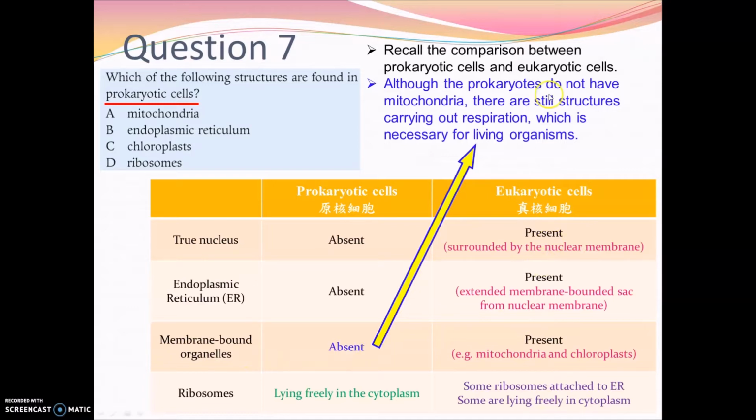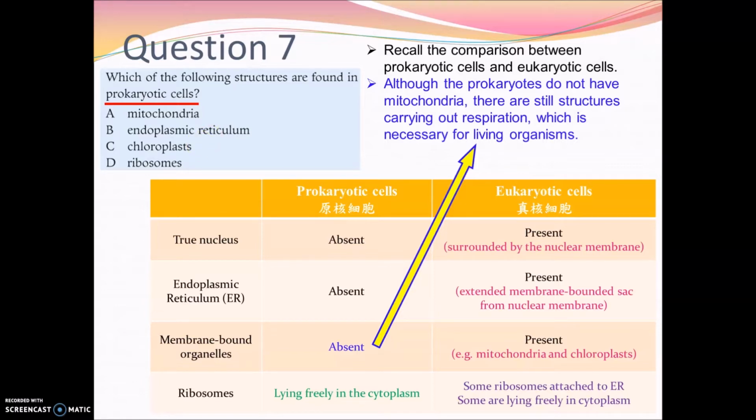So take a look here. Although the prokaryotic cells do not have mitochondria, there are still some structures carrying out respiration, because respiration is one of the 7 characteristics of living organisms. So even though they do not have such membrane-bounded organelles, they still have the structures, the enzymes, to carry out such a very important process in the cells. So even if they do not have mitochondria or chloroplasts, they are still able to carry out respiration and photosynthesis, right?